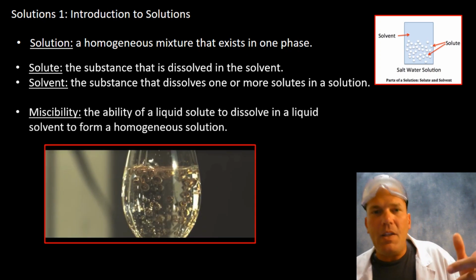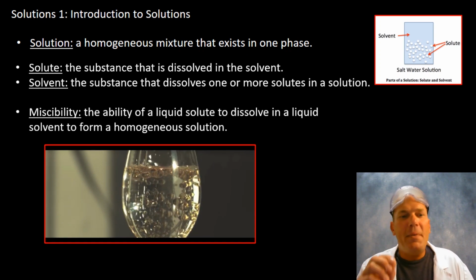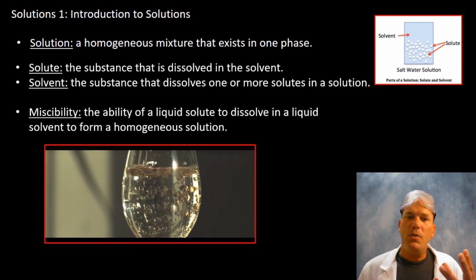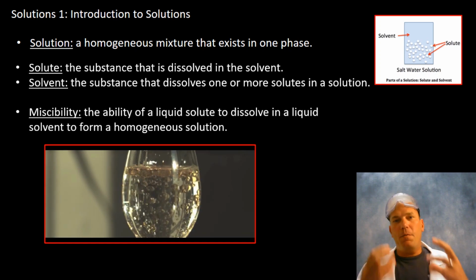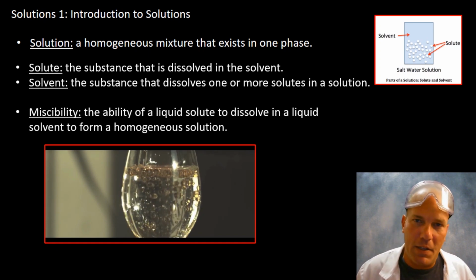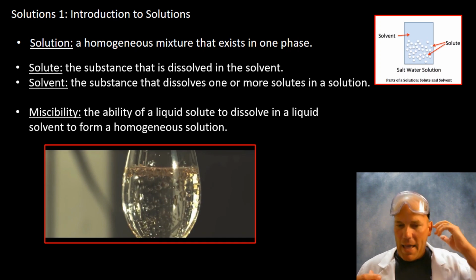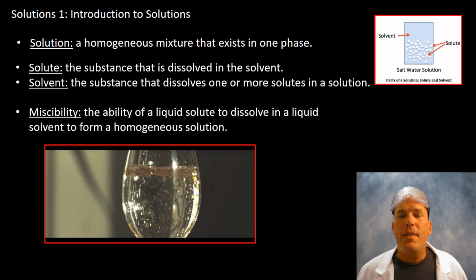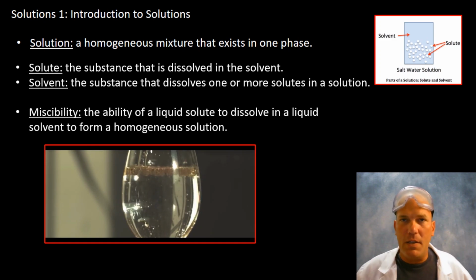So I want to get a term defined for you, and that is miscibility. Miscibility is the ability of a liquid solute to dissolve in a liquid solvent to form a homogeneous solution. So an example of this would be alcohol and water. When you mix those two, they are miscible, which means they are homogeneous throughout.